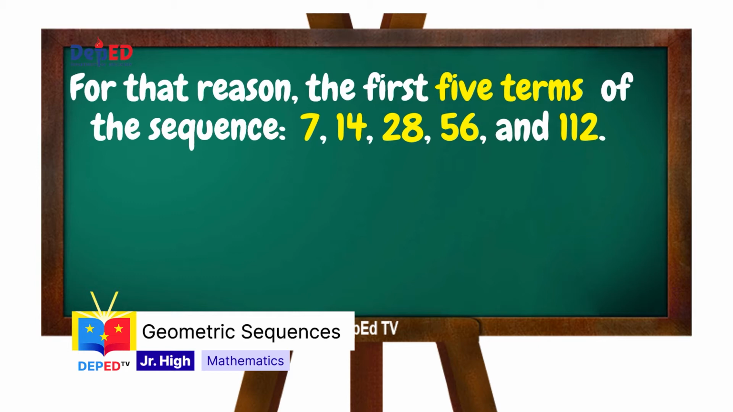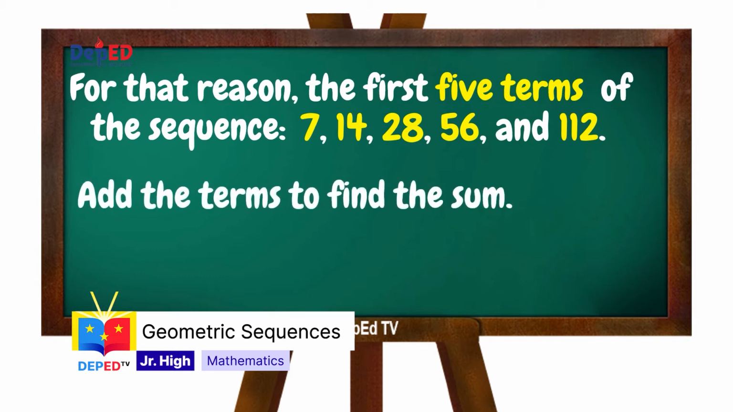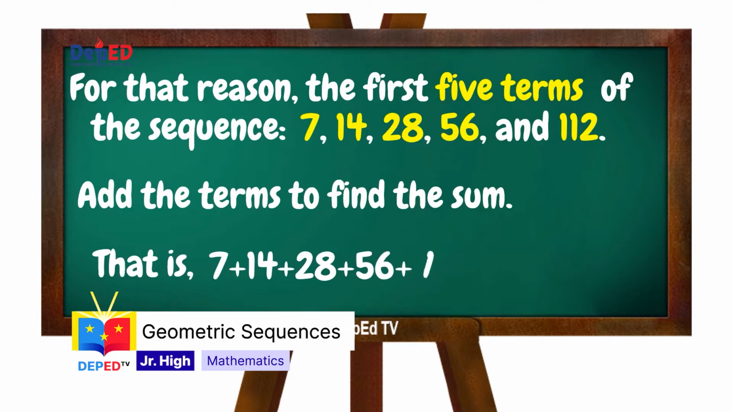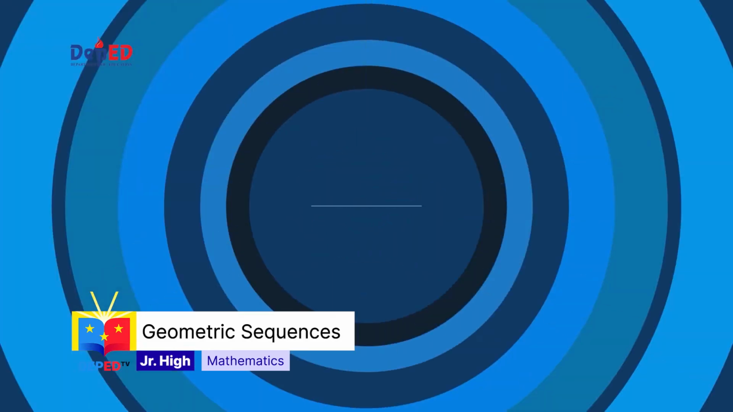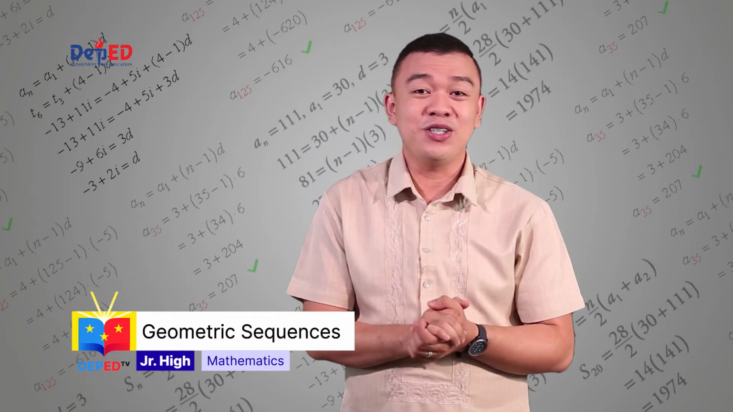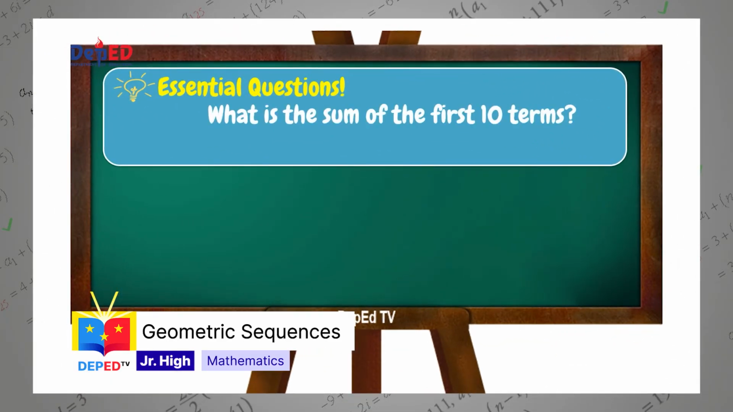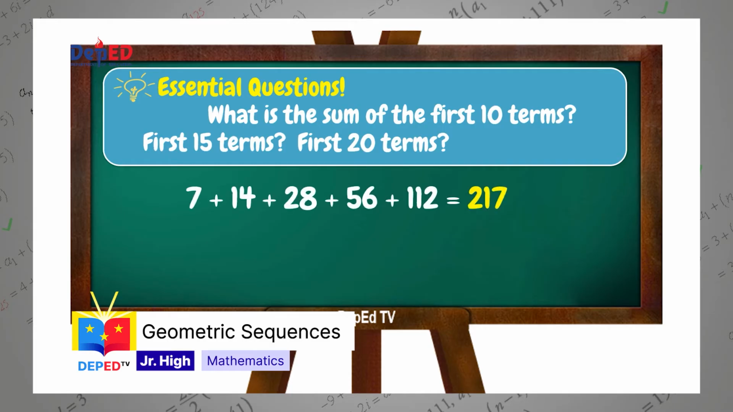What shall we do next? Add the terms to find the sum. That is 7 plus 14 plus 28 plus 56 plus 112, that is equal to 217. But take note of this essential question. What is the sum of the first 10 terms? First 15 terms? And first 20 terms? Are we still going to generate all the terms?